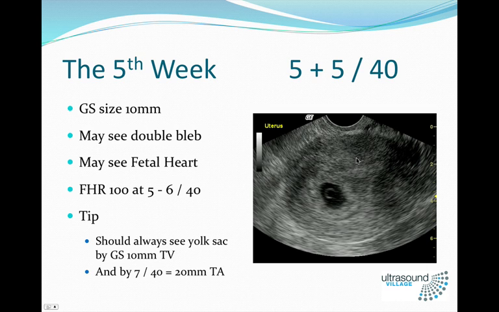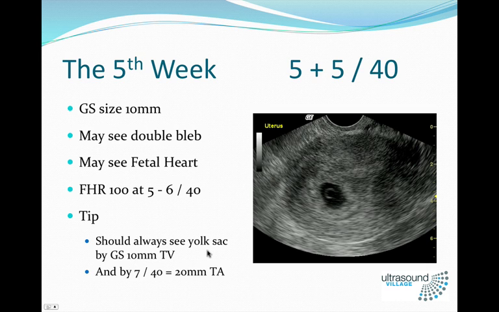This is a picture of 5 weeks and 5 days. The gestational sac here is 10 millimeters. You may see a double bleb, which is the yolk sac, and an amniotic sac. You may see a fetal heart at this stage, but the fetal heart rate initially is relatively slow, about 100 beats per minute. Also on the ultrasound report are some other tips.